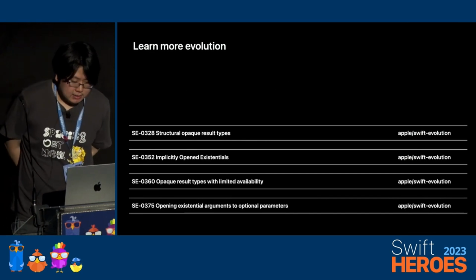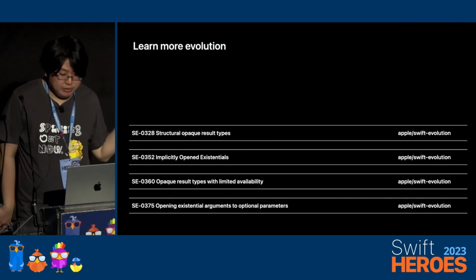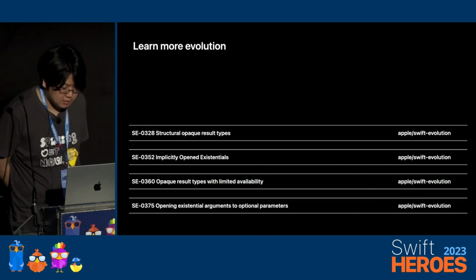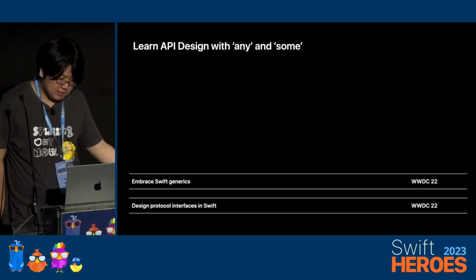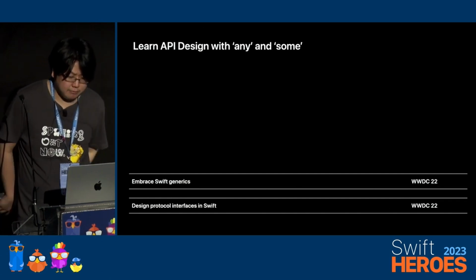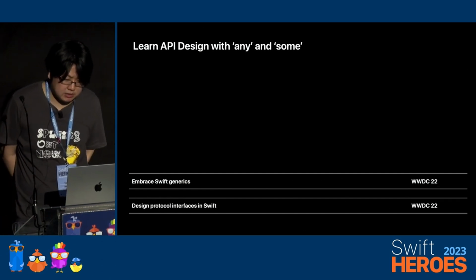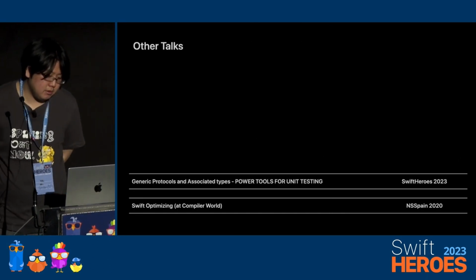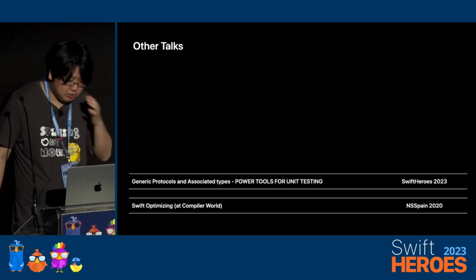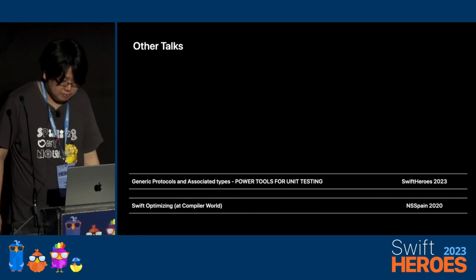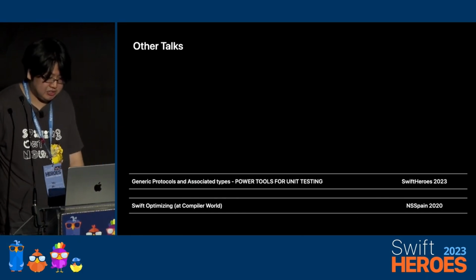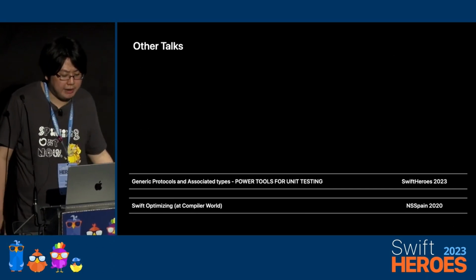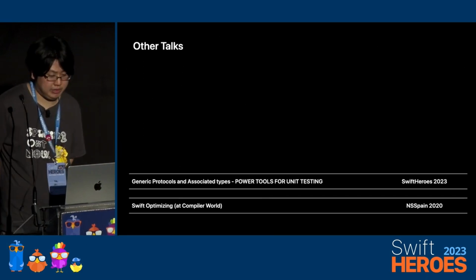Yeah, and as an appendix, I listed any and some evolution which I cannot introduce today. Please check them if you are interested. And also, this session will help you to understand API design with today's knowledge. Please take a look if you are interested. Also, please see these talks to learn more, and Leo will talk about practical usage of generic keys in unit testing tomorrow. And I talked about the details of the Swift compiler's optimizer in NSSpain 2020.